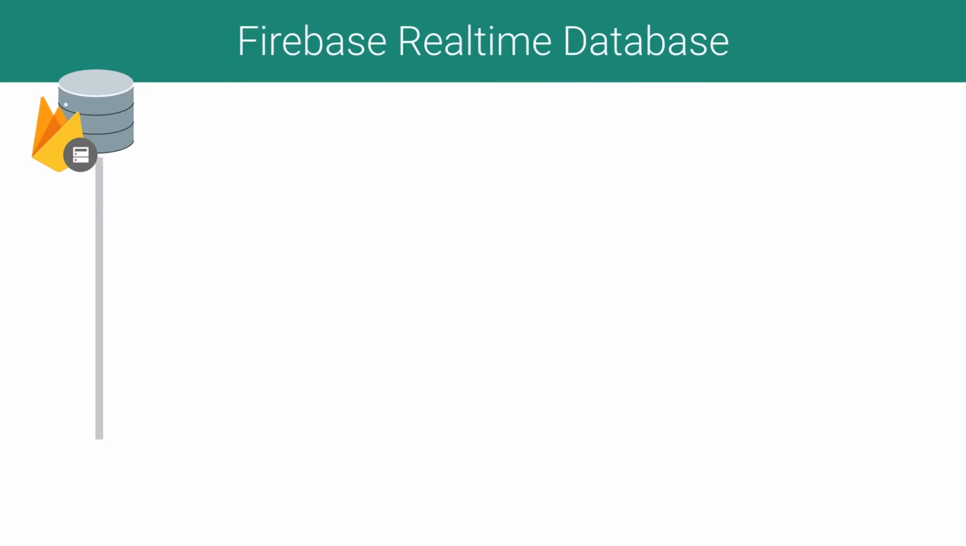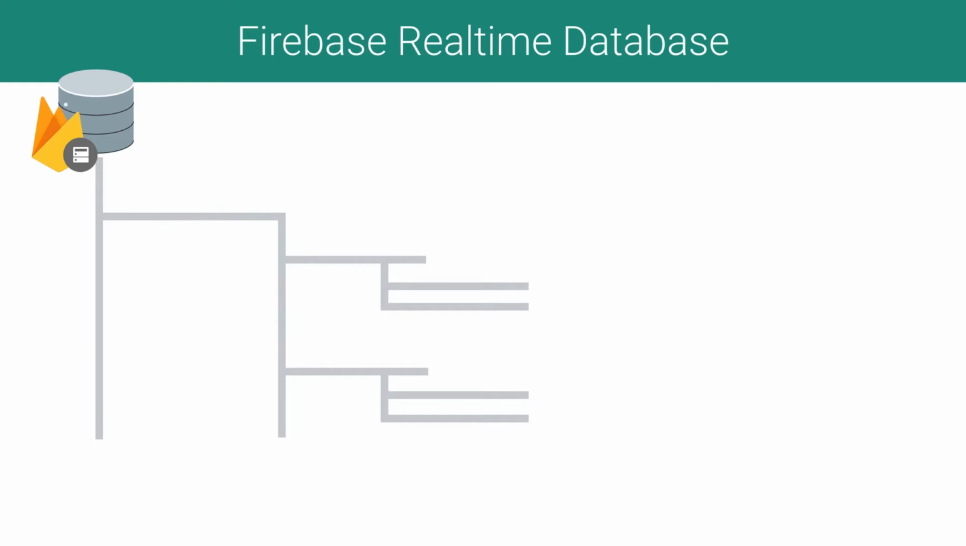Let's dive into the Firebase real-time database structure. All data is stored as JSON objects. You can think of the database as a cloud-hosted JSON tree. This means that your entire database is stored as a single JSON object.